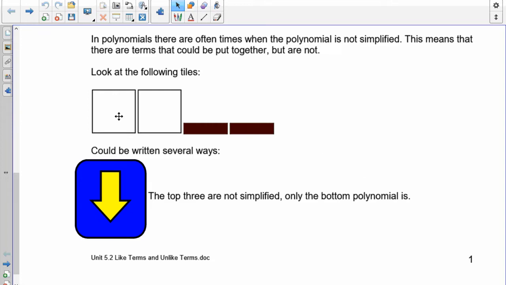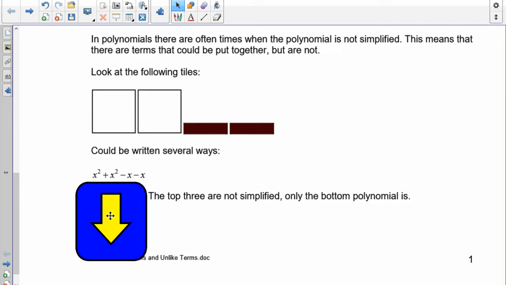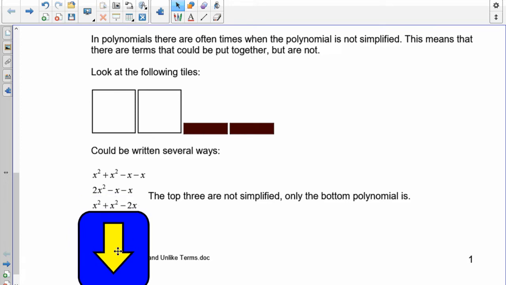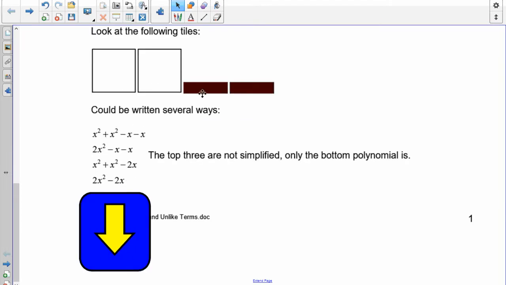This particular tile right here is a positive x squared, and then another positive x squared, negative x, and negative x. These four tiles can be written in a variety of different ways. The first one could be x squared plus x squared minus x minus x. Or I could put these two together and say 2x squared minus x minus x. Or I can keep these separate, x squared plus x squared, minus, and put those two together and get minus 2x. And of course the final one would be 2x squared take away 2x.